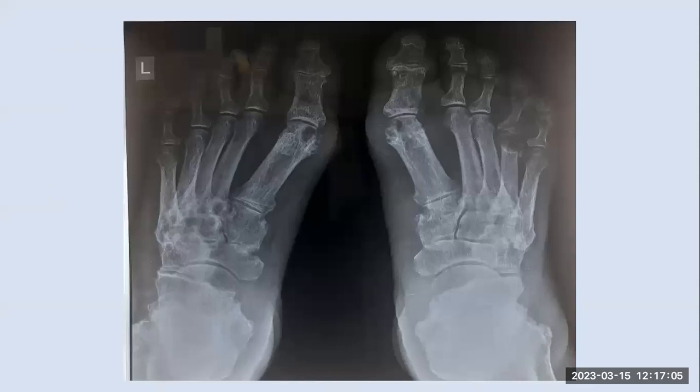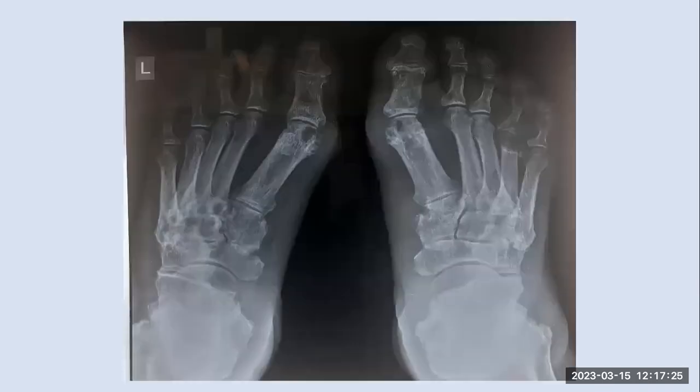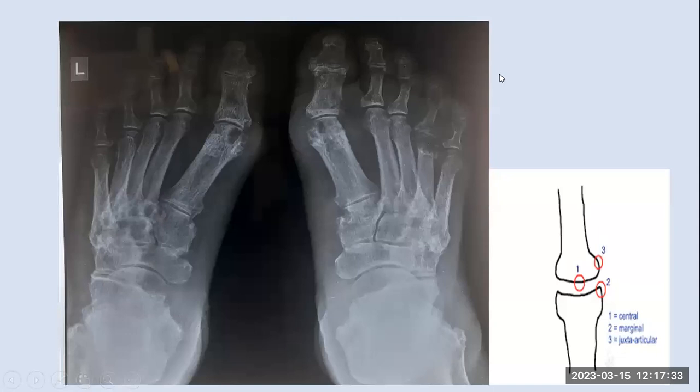So this is his X-ray. Anything that you would see? What do you see in the X-rays? Are there periarticular or juxtaarticular erosions? Obviously the patient has juxtaarticular erosions. The difference from periarticular ones, which are marginal erosions, is that here it's not the marginal, it's mainly the juxtaarticular region. It's not over the synovium, or it's outside the synovium attachment.